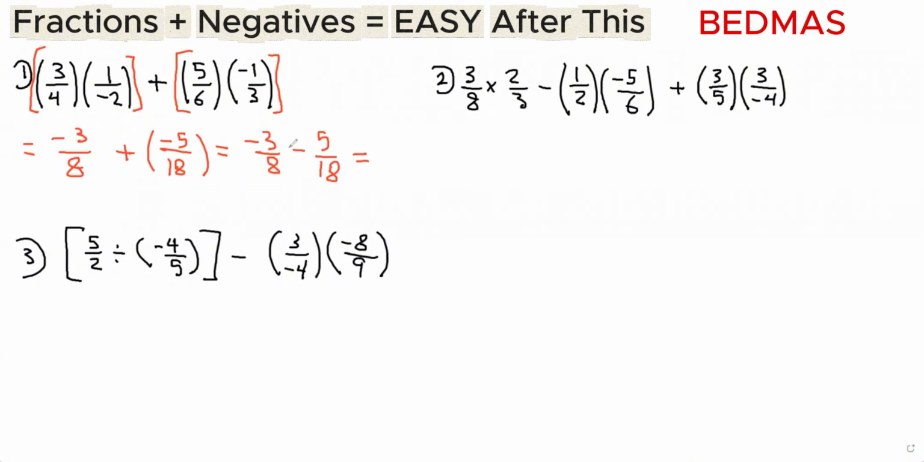The next thing is we've got to find a common denominator here. The common denominator is 72. 72 divided by 8 is 9. 9 times negative 3 is negative 27. 72 divided by 18, of course we have a minus here. 72 divided by 18 is 4. 4 times 5 is 20. And therefore this would equal negative 27 minus 20 is negative 47 over 72, and that's your final answer. I'm just going to move this to the side here for the next question.